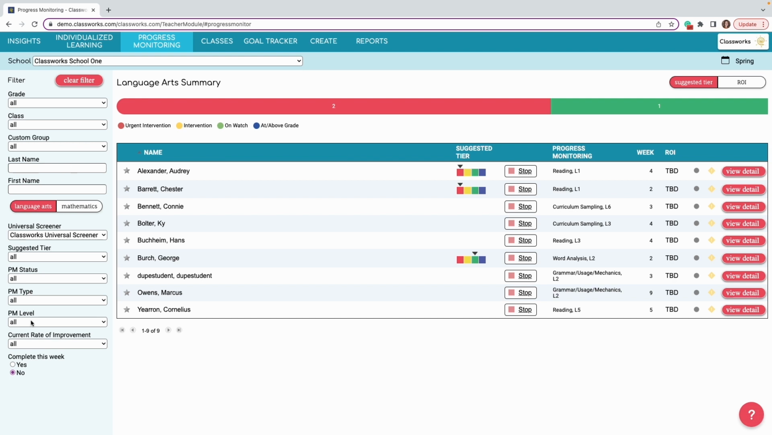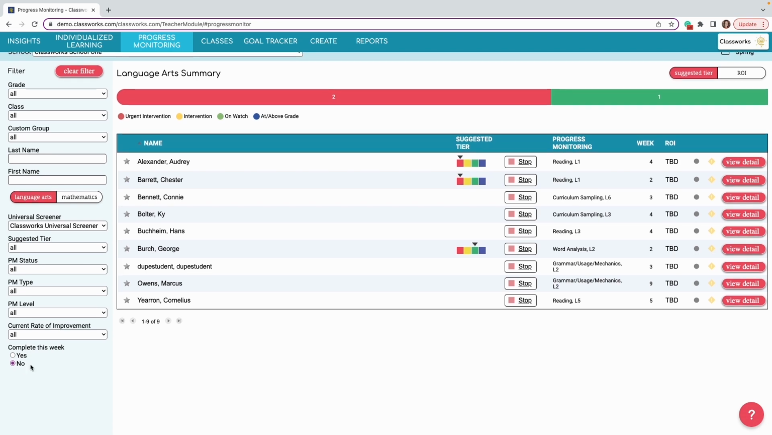PM level, levels range between K through 8. Current rate of improvement, view students by their performance on their goals. And completed this week, to see students who have or haven't completed their PM probes for the week.